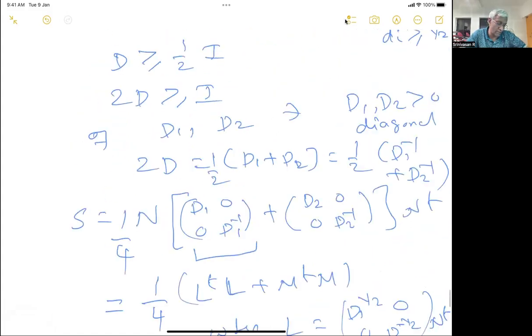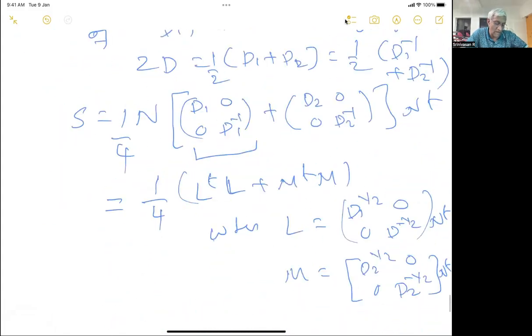So that's what we want to prove: any S will look like 1 by 4 times L transpose L plus M transpose M. That's what we want to prove.